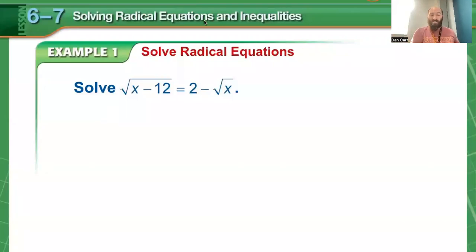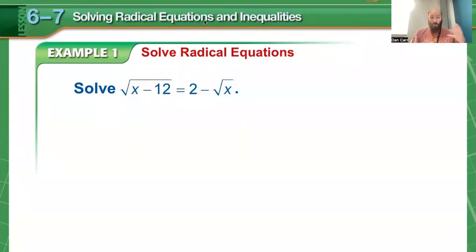Today we're going to be doing 6-7 day 2. We're going to continue solving our radical equations. We're just going to go over an example that's a little bit trickier than some of the other ones we've done, and that's when we have radicals on both sides. Here's the thing. It's still a similar process, okay?